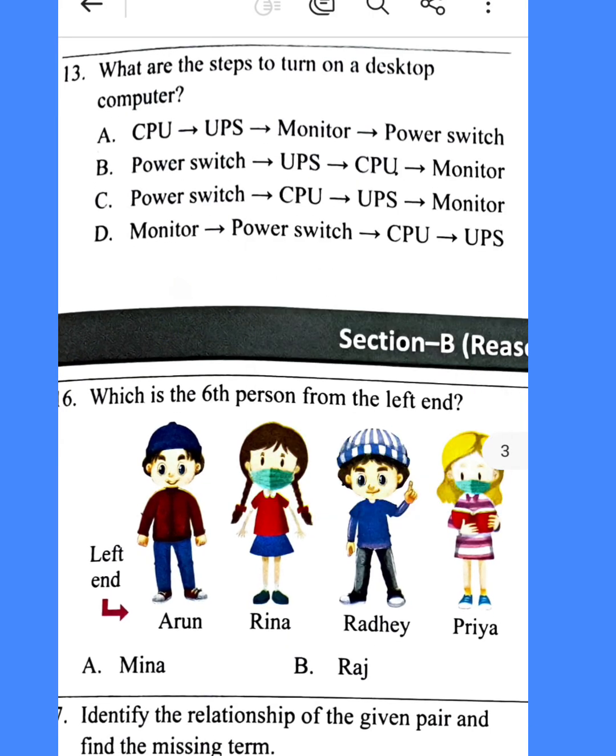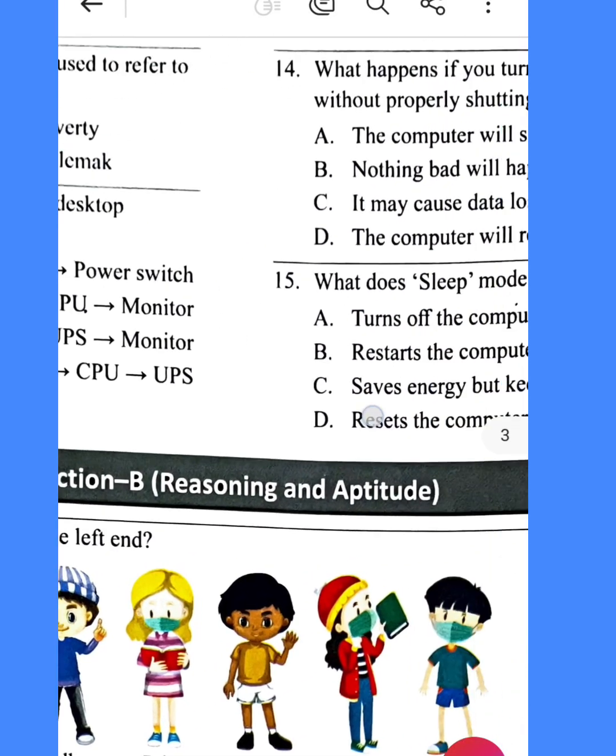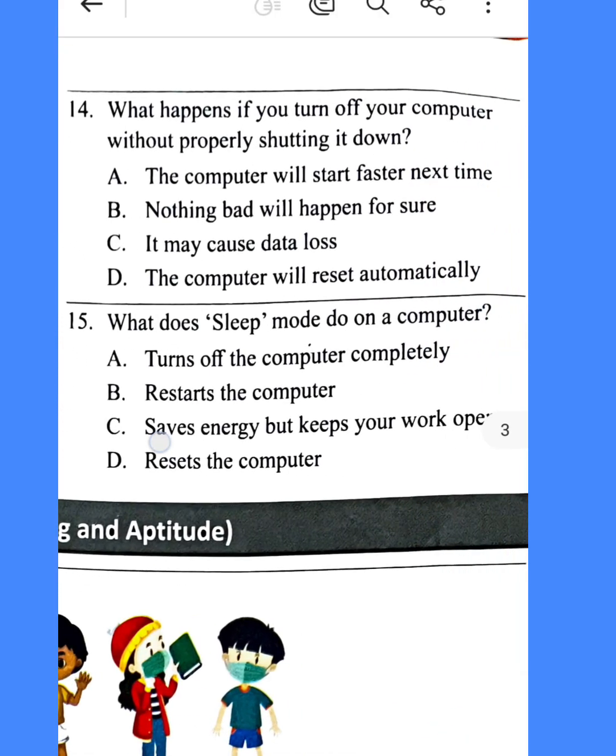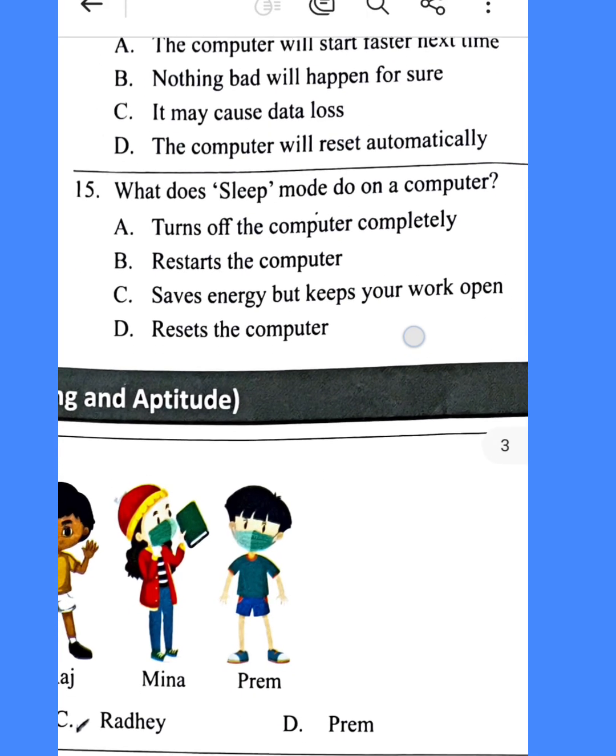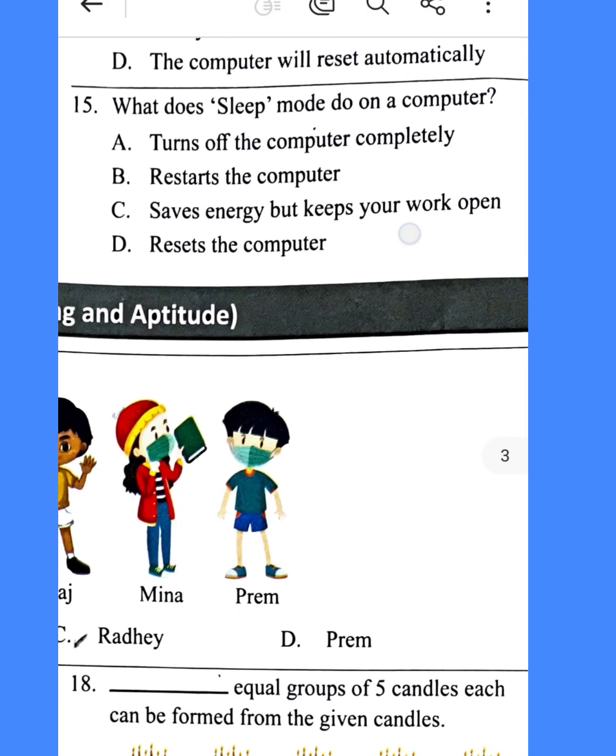Next, what are the steps to turn on a desktop computer? First, we have to turn on the power switch, then UPS, then CPU, and then monitor. That is option B. Next, what happens if you turn off your computer without properly shutting it down? It may cause data loss. That is option C. Next, what does sleep mode do on a computer? That is C, saves energy but keeps your work open.